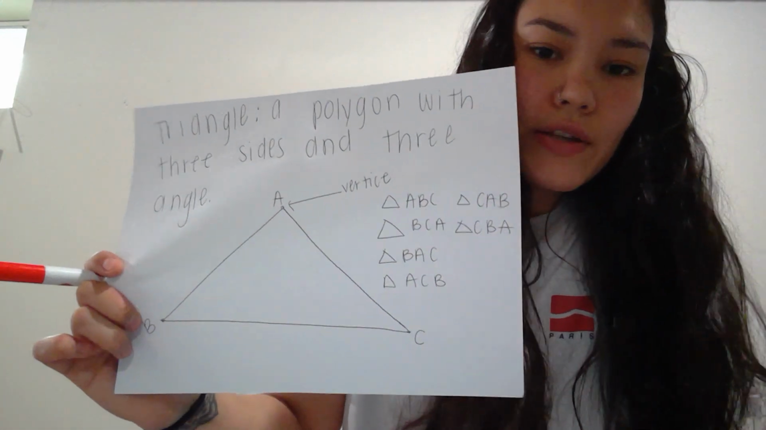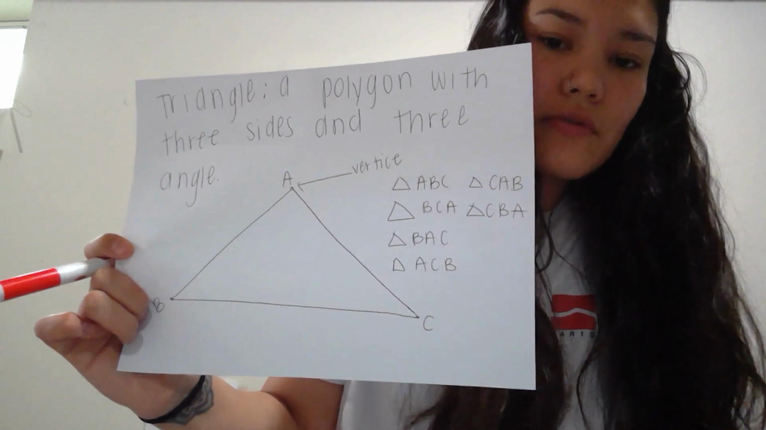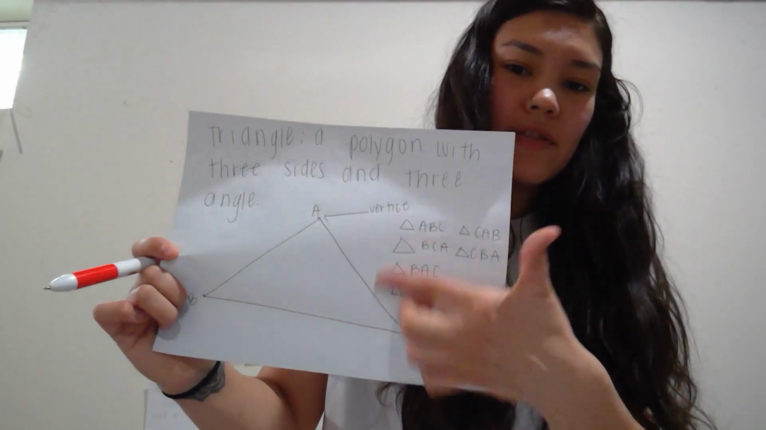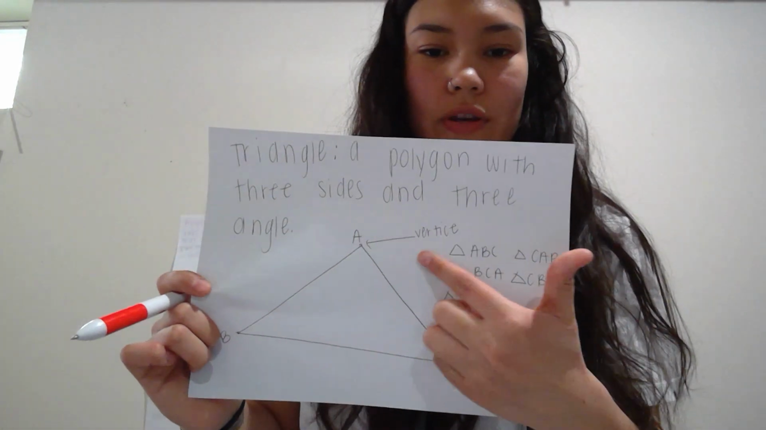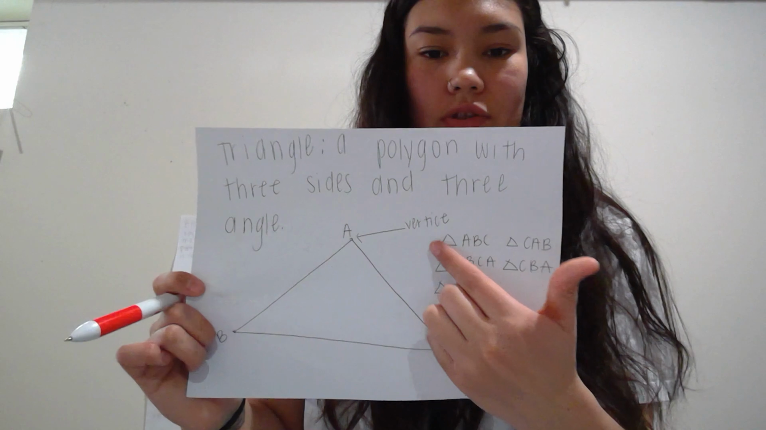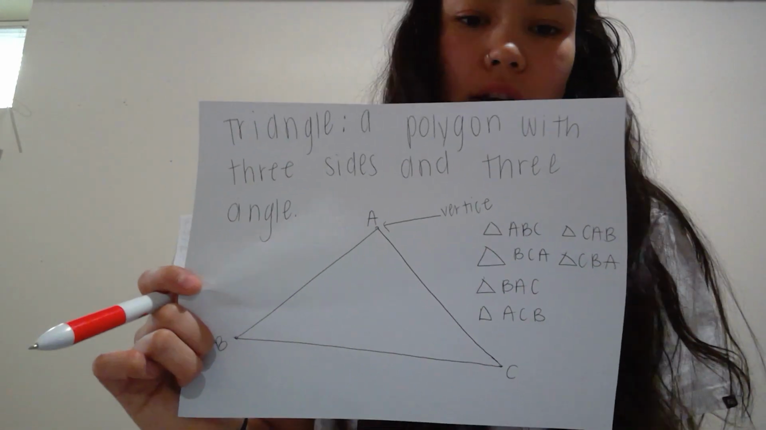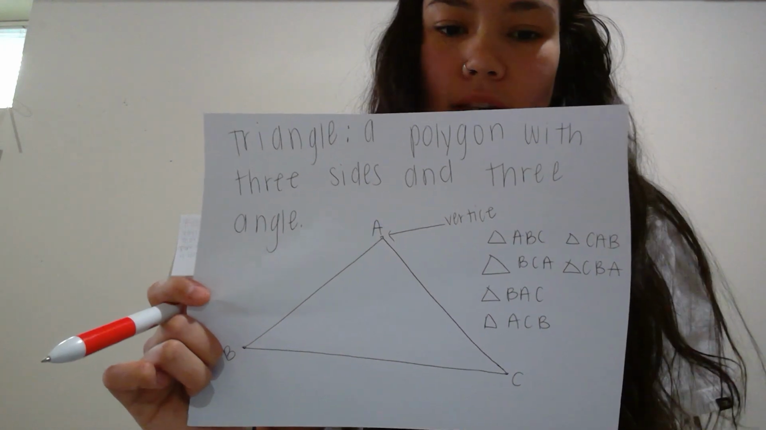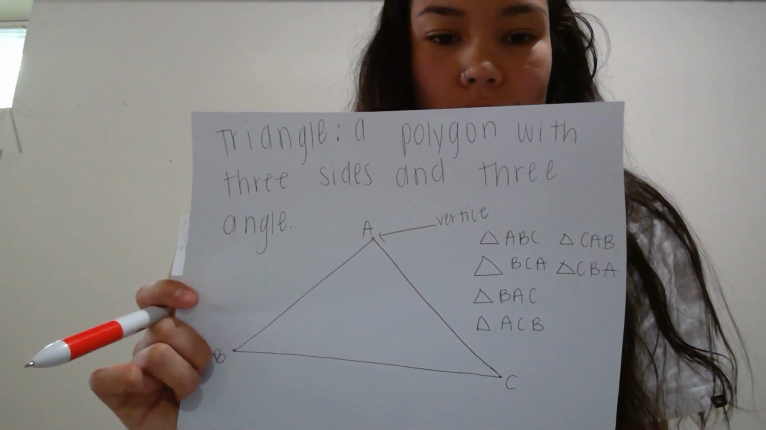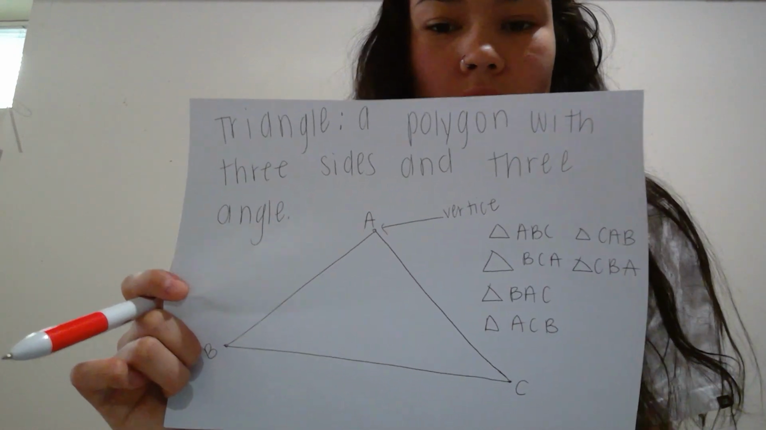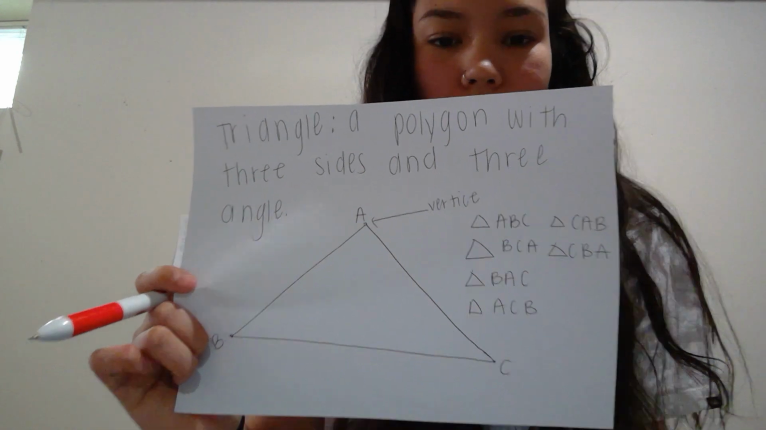So you can use the sides to name triangles. You can name it 6 different ways. When you name a triangle, you write a little triangle in front of the letters. So you could name this triangle ABC, BCA, BAC, ACB, CAB, and CBA. It's just important that you get all of the vertices in that name.